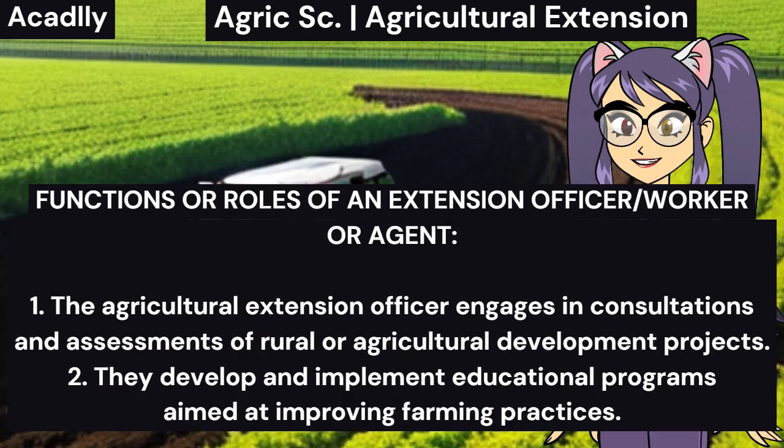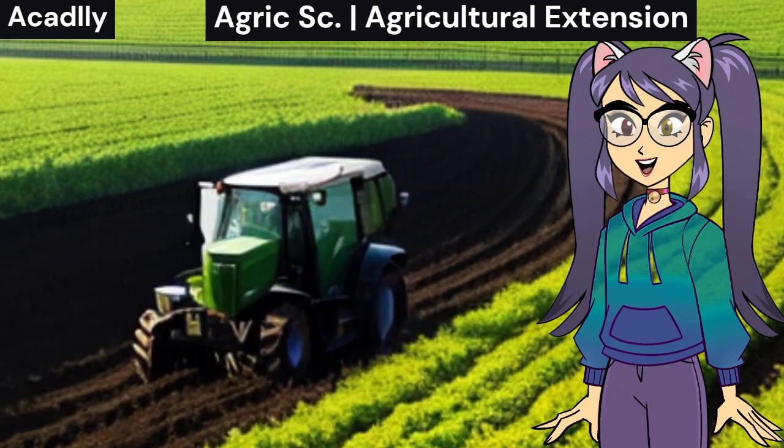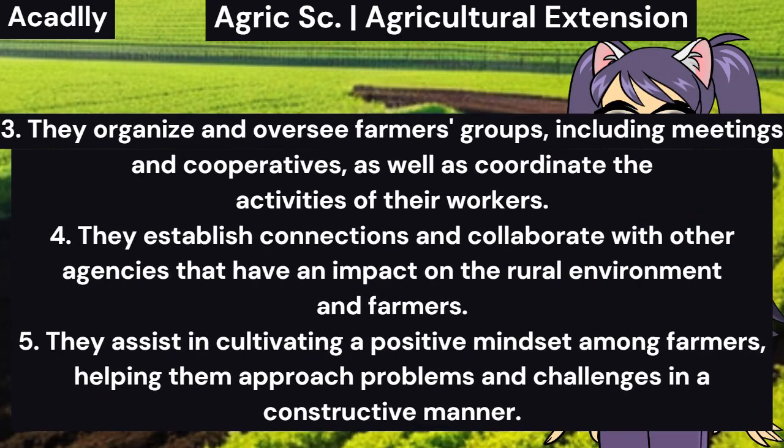Functions or roles of an extension officer, worker, or agent. The functions or roles of an extension officer or agent are: 1. The agricultural extension officer engages in consultations and assessments of rural or agricultural development projects. 2. They develop and implement educational programs aimed at improving farming practices. 3. They organize and oversee farmers' groups, including meetings and cooperatives, as well as coordinate the activities of their workers.